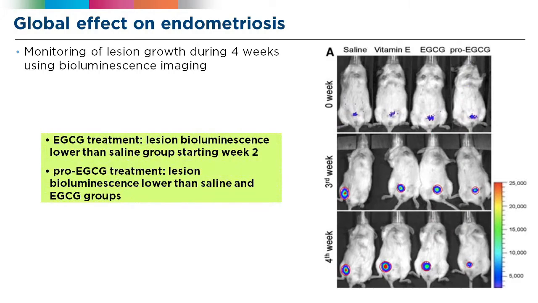So what we can see after 4 weeks is that after EGCG treatment, the bioluminescence from the lesion is lower than the bioluminescence from the saline group. You can look here, starting week number 2. And this is even more pronounced after 4 weeks. As for pro-EGCG, you see also that the lesion size is smaller than saline, but also smaller than EGCG.